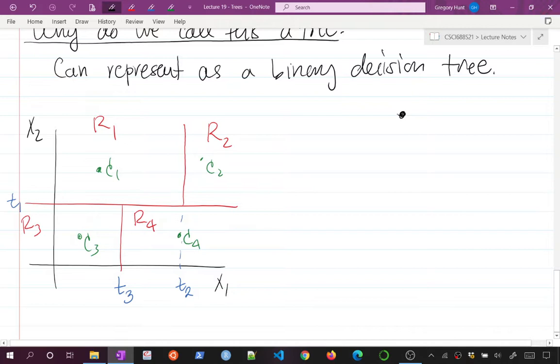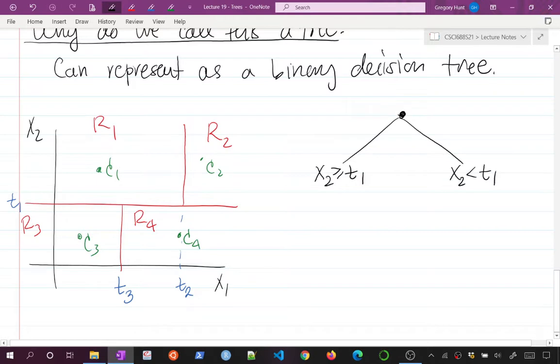So here is the root of my tree. The first split is this split at T1. I check either x2 is less than T1 or x2 is bigger than T1. So my first split is into two nodes. We follow this one if x2 is greater than or equal to T1, and we follow this other one if it's less than T1, right?